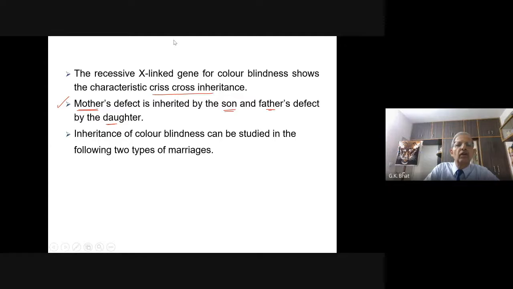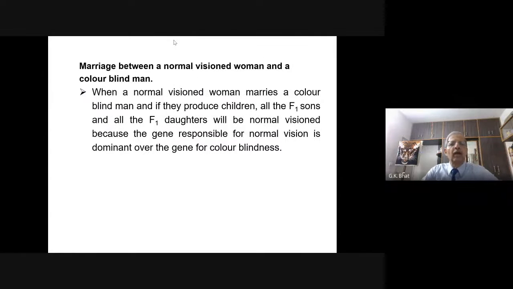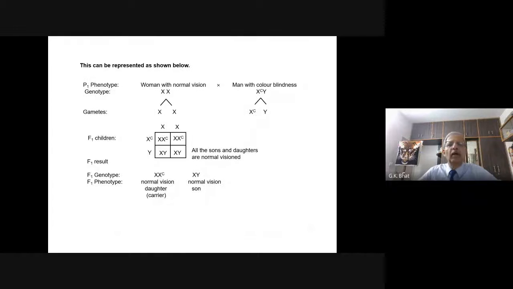Now, let us have one of the marriages. Look here. A marriage between a normal vision woman and a colorblind man. What we shall write? For a normal vision woman, whenever we work on colorblindness or whenever we work on sex-linked characters, always we have to write X. So this is a normal vision woman marrying a colorblind man.